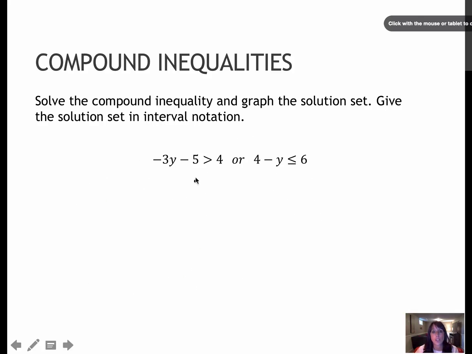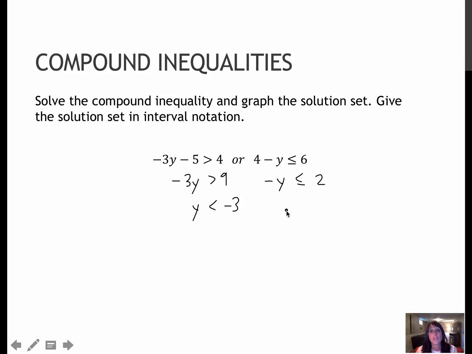Here's another or question. Again, I'm just going to solve the way I normally would. On this one, when I divide by negative 3, I actually flip that inequality. For my second, I would subtract 4 and then divide by negative 1, again flipping the inequality around. There's an or in between. Using my shortcut, this would be opened and then to the left. This one would be closed and to the right.